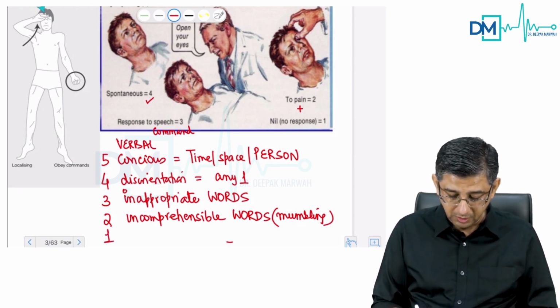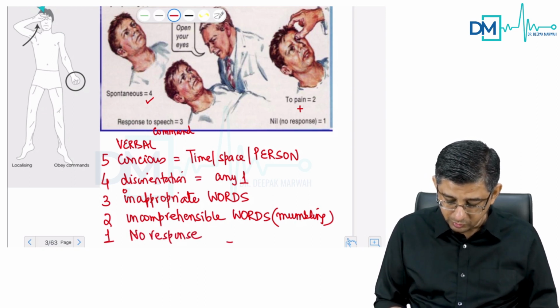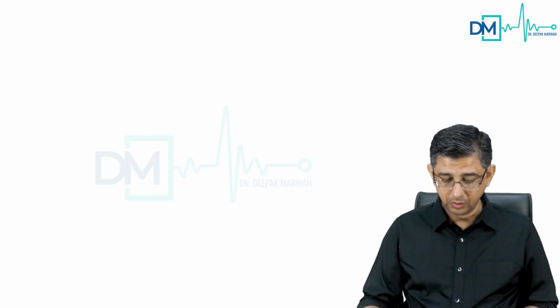On the other hand, obviously, one would be no response. You very well know that in Glasgow Coma Scale, there is absolutely no zero. So you can definitely work out the verbal response.